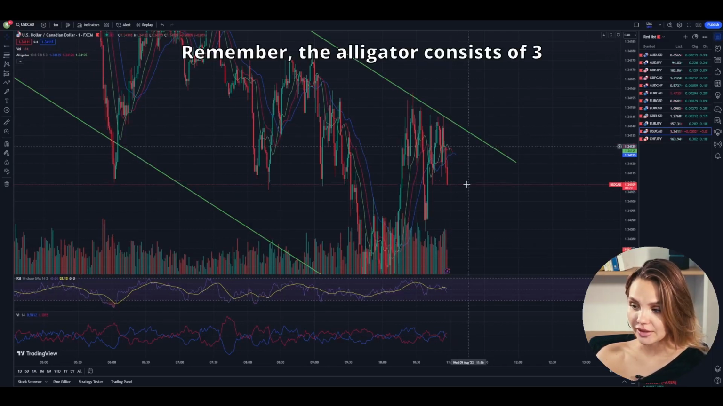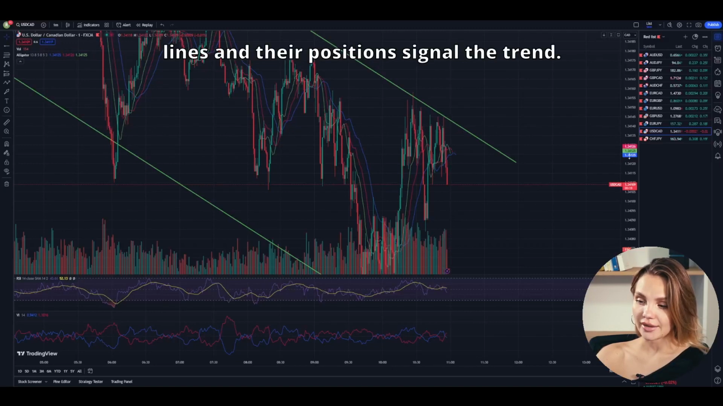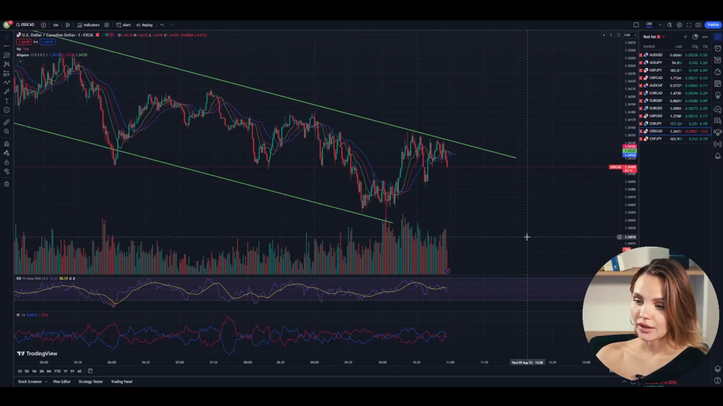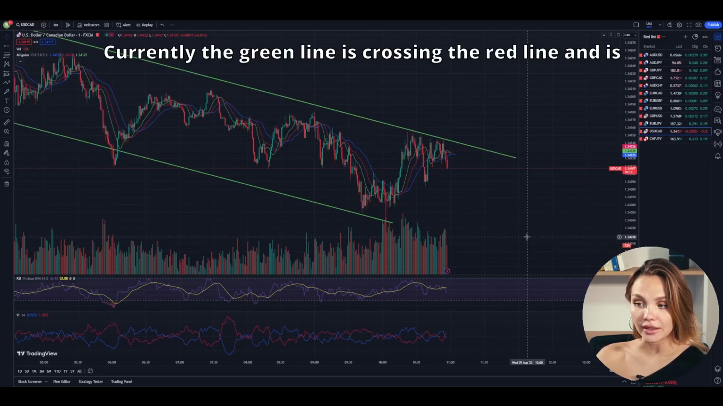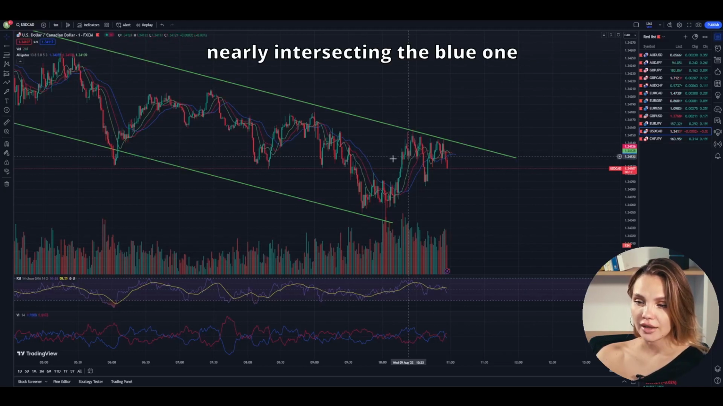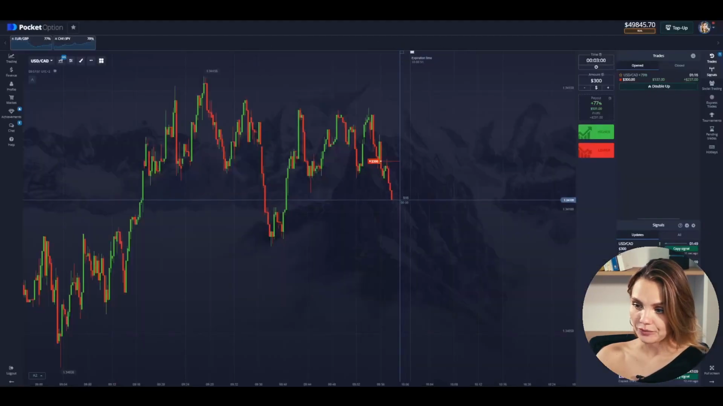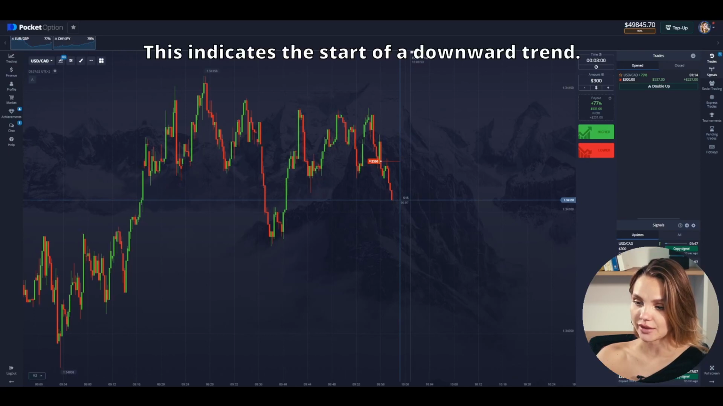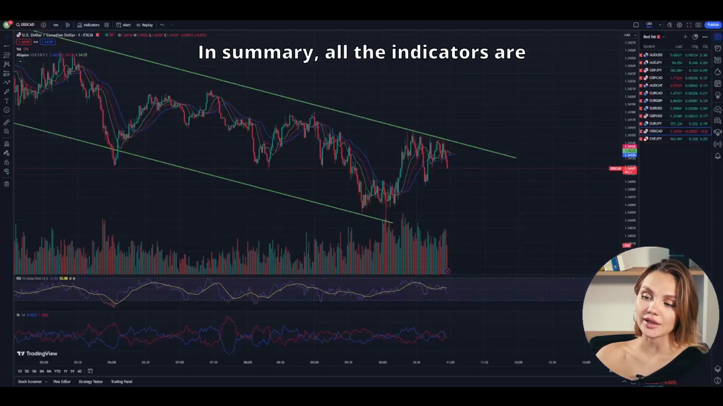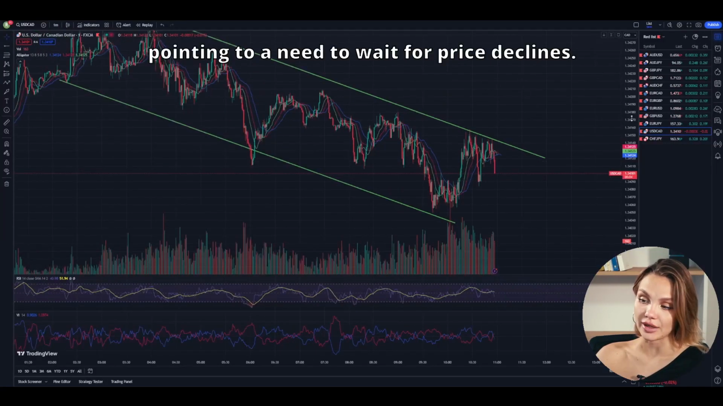Remember, the alligator consists of 3 lines and their positions signal the trend. Currently, the green line is crossing the red line and is nearly intersecting the blue one from top to bottom. This indicates the start of a downward trend. In summary, all the indicators are pointing to a need to wait for price declines.